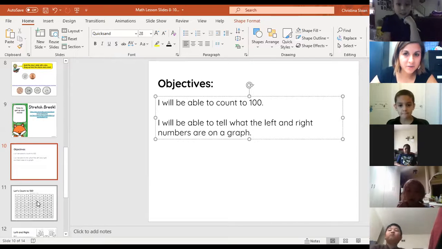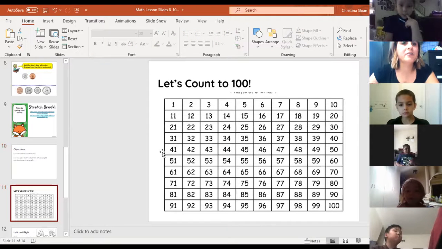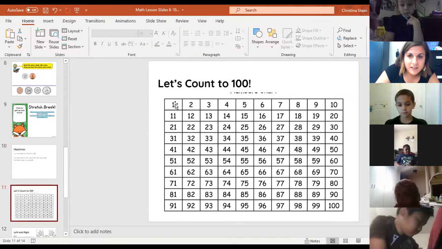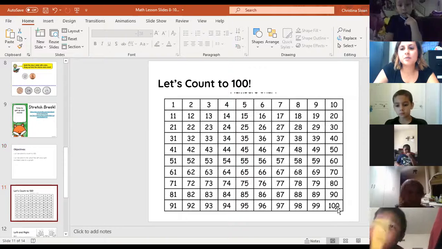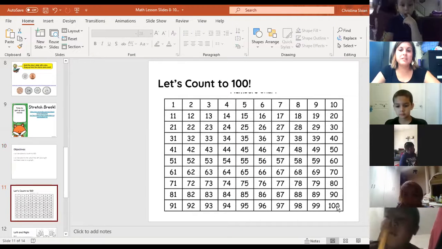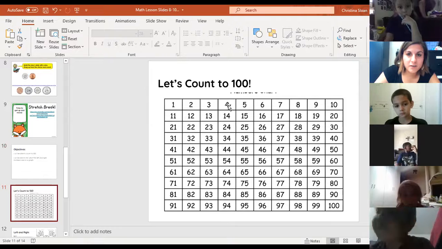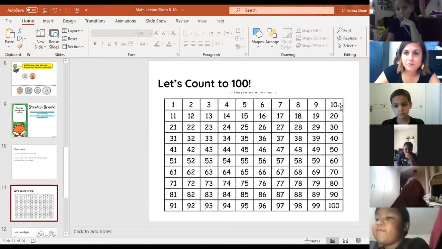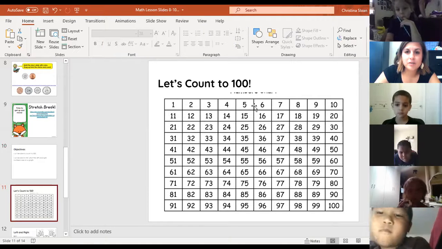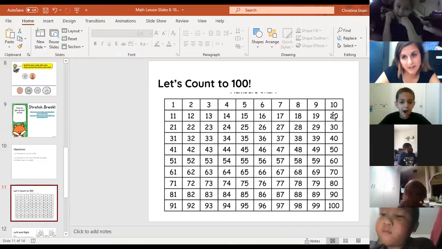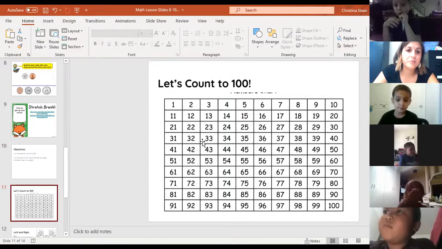So the first thing we're going to do is we're going to count to 100. So we're going to start all the way over here at the beginning at the 1, and we're going to count all the way up to 100, which is down here, which seems like a lot, but we can do it. So remember, when we count, we start here, we go to the right, then when we get to the end of our row, we go down to the next row on the left, and then we go to the right again. That's a lot, but we got this.